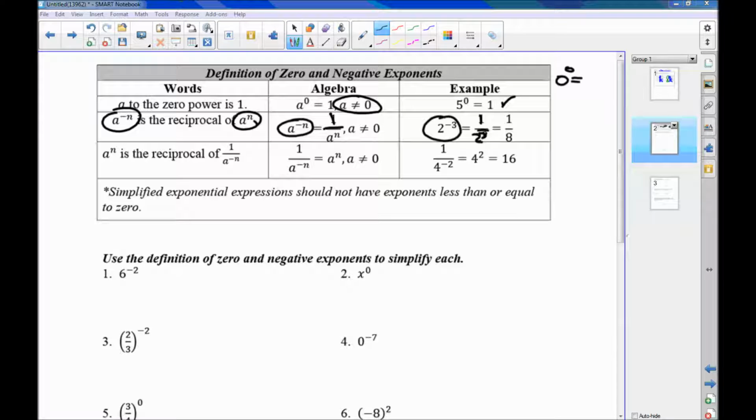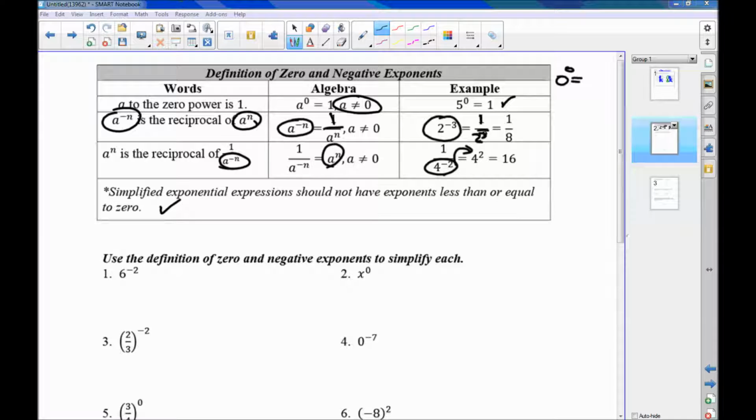Okay, and this is the rule in reverse. So if we had a base with a negative exponent in the denominator of a fraction, we could move it to the top of the fraction, as long as the base isn't 0. And here's an example, 1 over 4 to the negative 2. When I move the 4 to the top of the fraction, it becomes a positive exponent, just changes its sign, and then 4 squared is 16. Okay, simplified exponential expressions should not have exponents less than or equal to 0. So we don't want to leave our final answers with 0 or negative exponents.